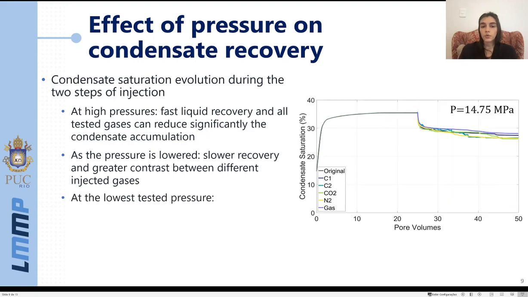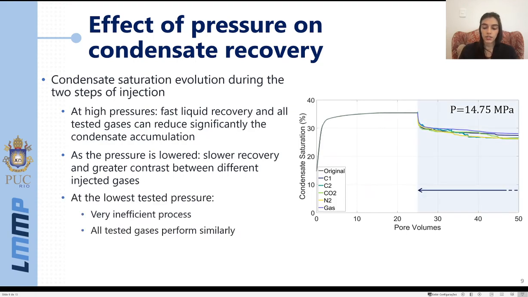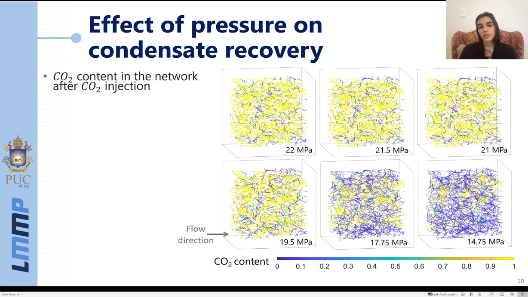And finally, at the lowest tested pressure, we could see that the recovery process became very inefficient, and all tested gases performed similarly. We can see here that there's no big difference between the lines, and they all leave most of the condensate behind.